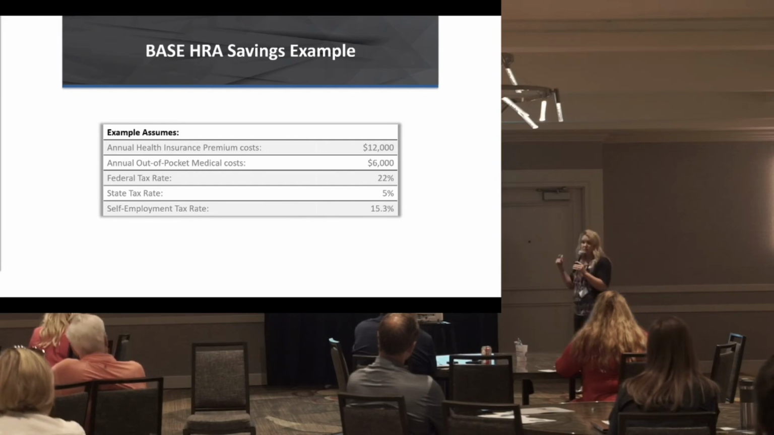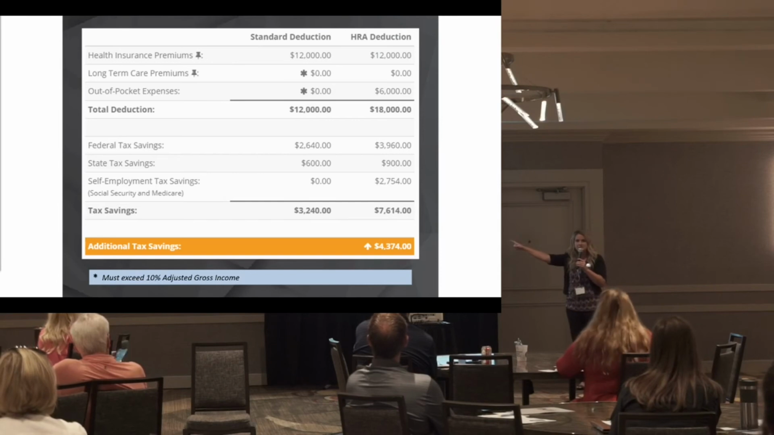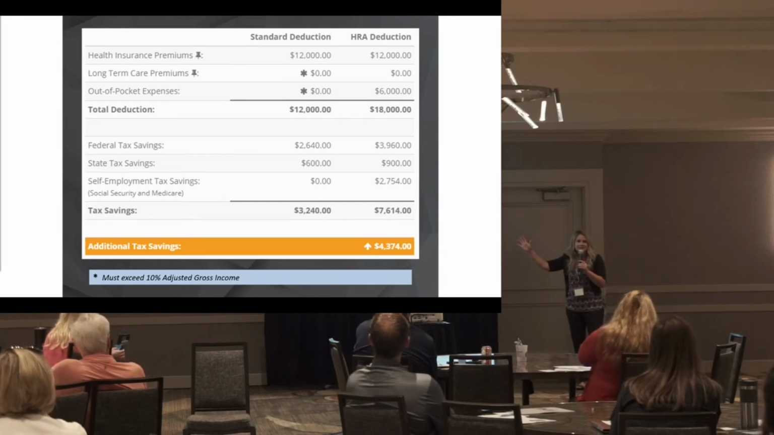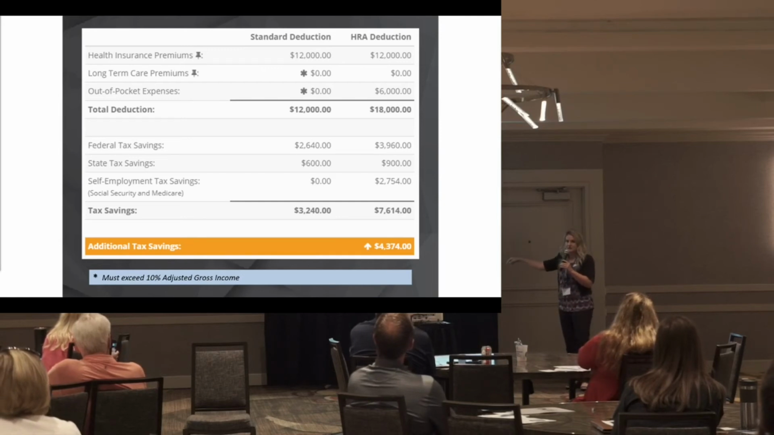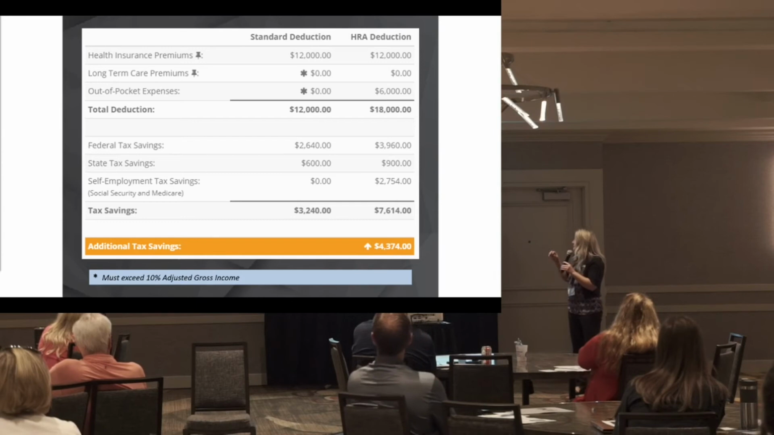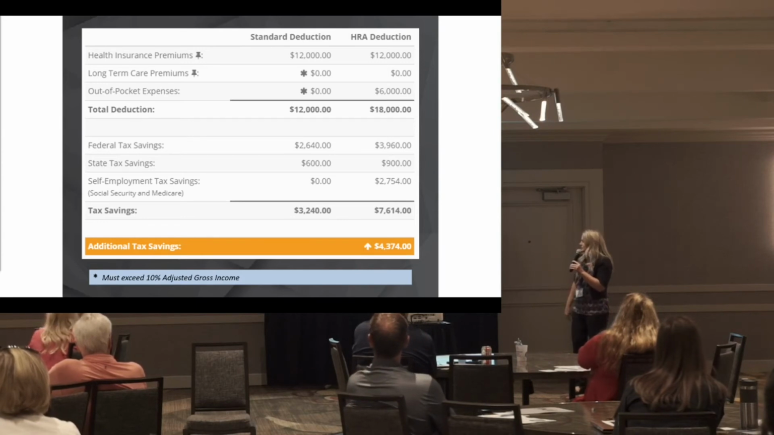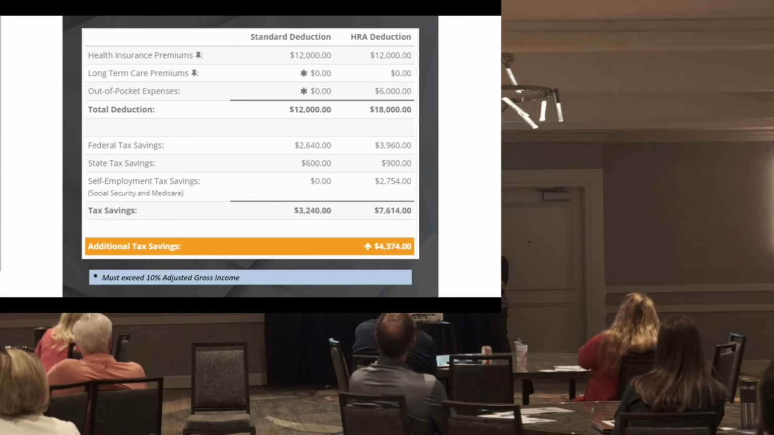But if you can go to the next slide. With an HRA, here's the standard deduction, and here's your HRA deduction. I know we talked to a lot of accountants, so we like to talk about deductions. I don't know if you can see that. I could hardly see from back there. So with your standard deduction, they're going to save the federal and the state right here, and they're going to have $3,200 in a standard deduction.